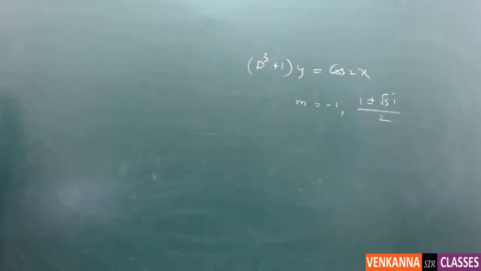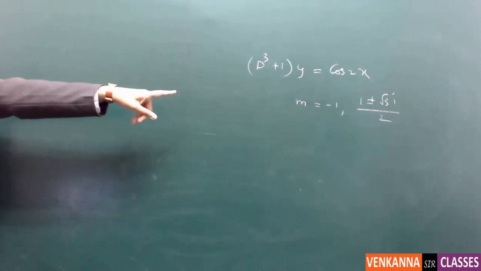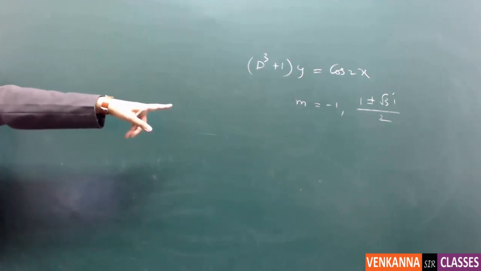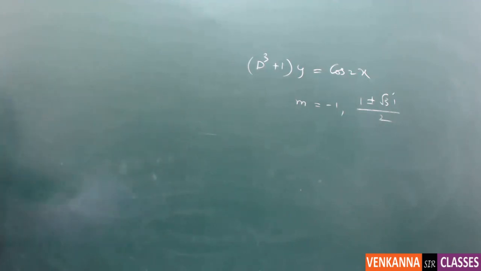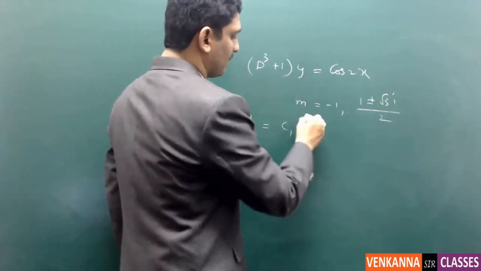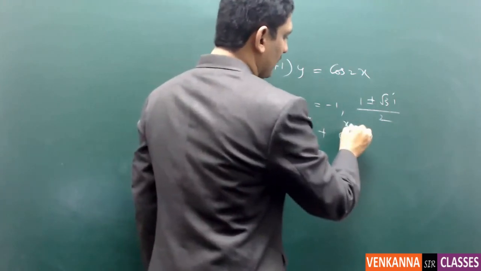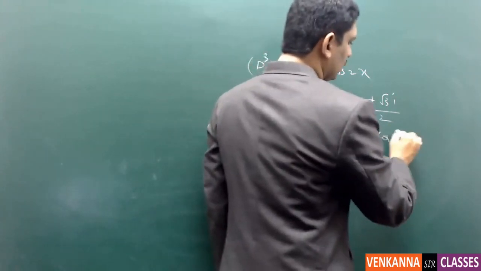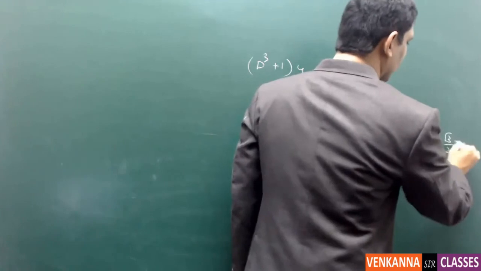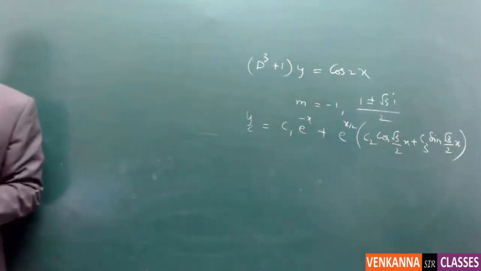Accepted all? Are you agreeing with the roots I have written? Right. So the yc value is given by c1 e power minus x plus e power x by 2 into c2 cos root 3 by 2x plus c3 sin root 3 by 2x. This is the value of yc.